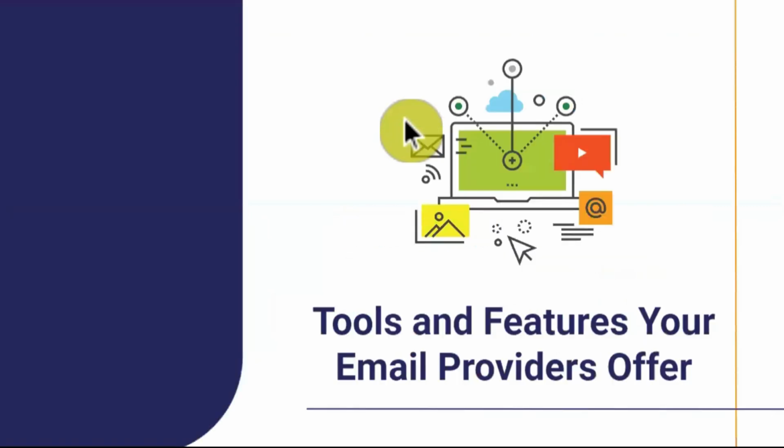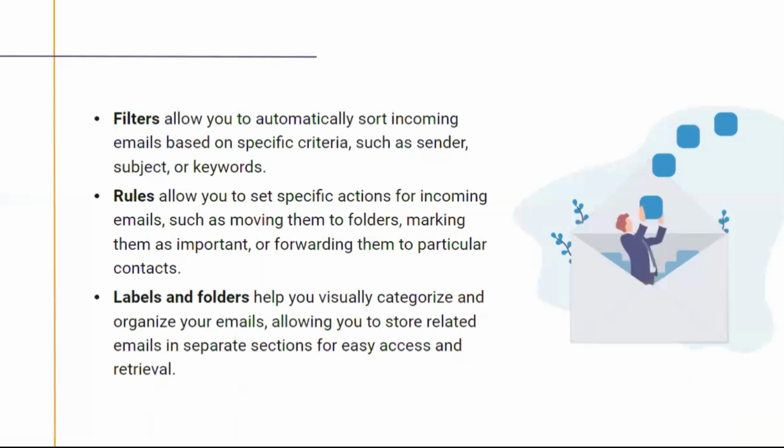To manage your inbox better, you can take advantage of the tools and features your email provider offers. And we are going to discuss some of them right now. I have listed 3, and the first one is filters. Filters allow you to automatically sort incoming emails based on specific criteria. That may be sender, subject, or keywords. This helps categorize emails and move them to designated folders, reducing manual organization efforts.